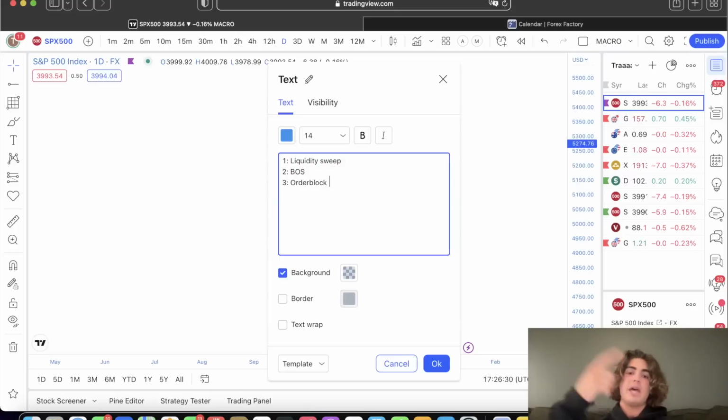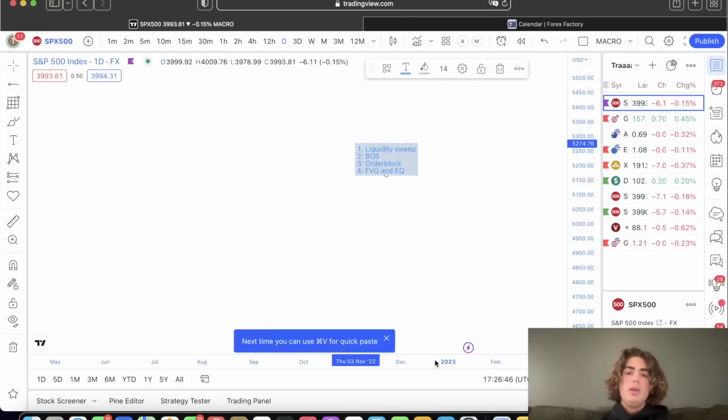If you don't enter off of any of these three, you literally just need a liquidity sweep and break of structure. That can be an entry. If you see a liquidity sweep and break of structure and then you don't enter, what else can you enter on? Order block. If you can't enter on any of those, what else do we have? We have fair value gap and equilibrium.